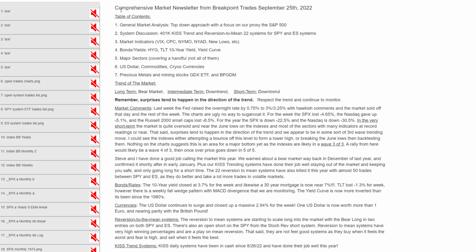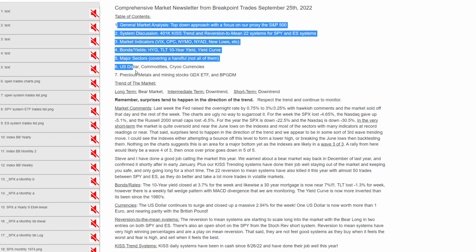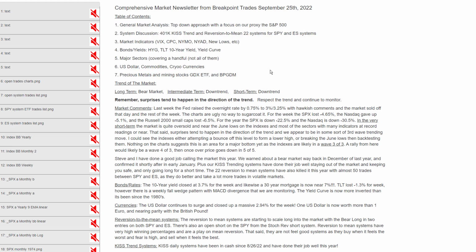As you can see via the table of contents, this newsletter is divided into 7 major sections. If you are new here to Breakpoint Trades, these weekend newsletters tend to be quite comprehensive and usually take anywhere from 40 minutes to close to an hour. This one will probably take about 50 minutes or so. Very comprehensive. We cover everything in great detail.